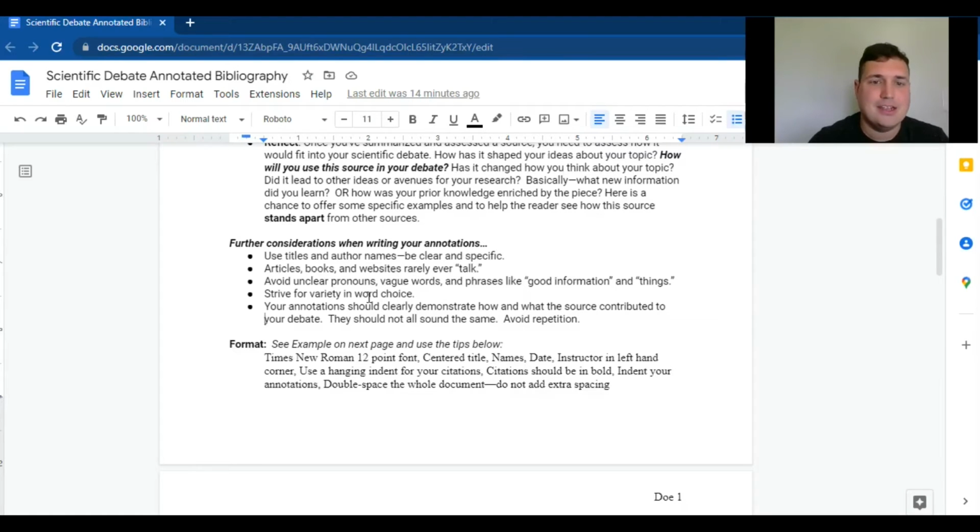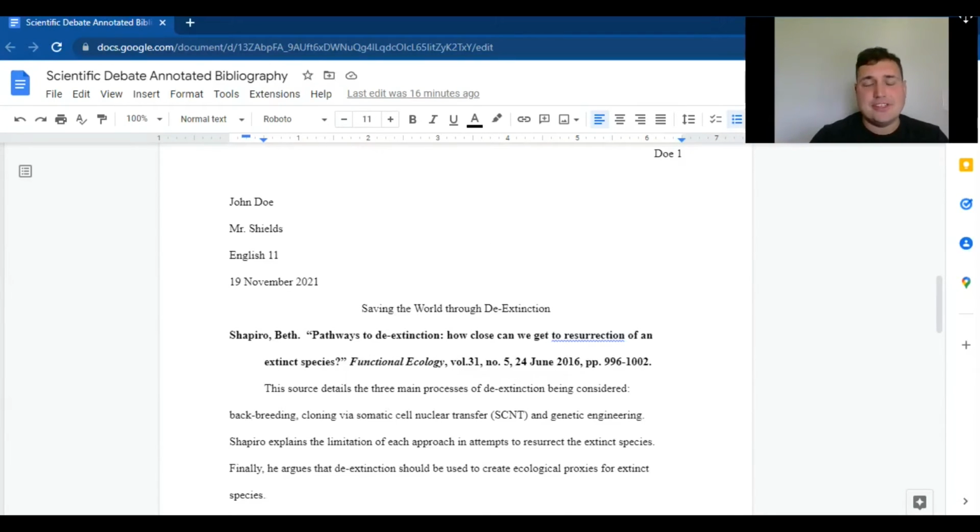Finally, for formatting here, I've suggested the Purdue OWL. Definitely take a look at that if you haven't yet. I usually post that in the Google Classroom, and these are just general things: Times New Roman, 12-point font, centered title, and your name, date, and instructor in the left-hand corner. Use a hanging indent for your citations. Citations should be in bold. Indent your annotations. Double space the whole document. Do not add extra spacing. Just some suggestions here.